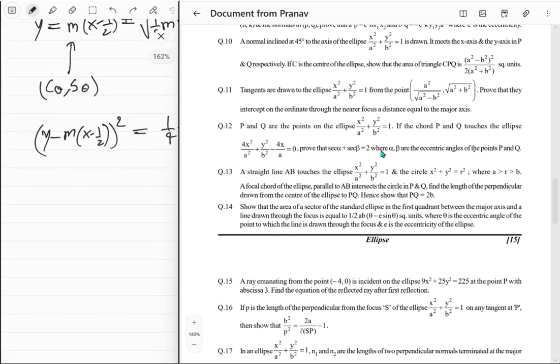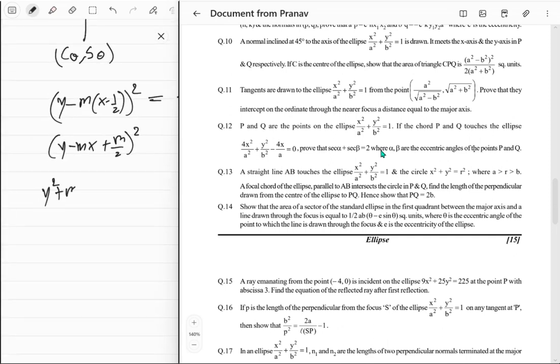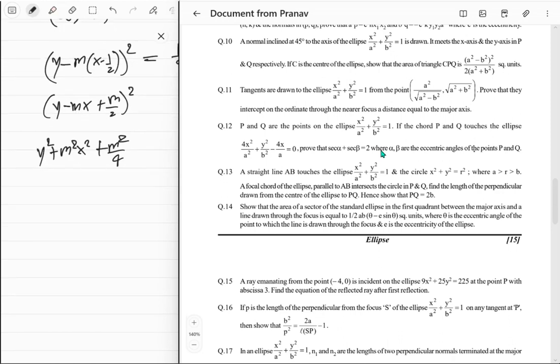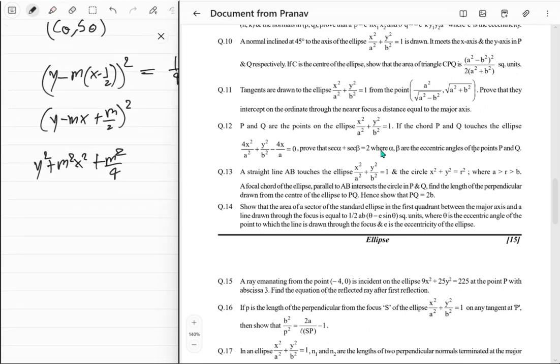So maybe first of all, multiply by 4. Nah, just square it right away. (y minus mx plus m/2) squared. That should be y squared plus m squared x squared plus m squared upon 4. Maybe this idea will fail. Who knows? Because I think it has a high probability of failing.